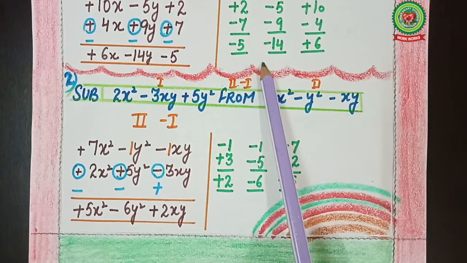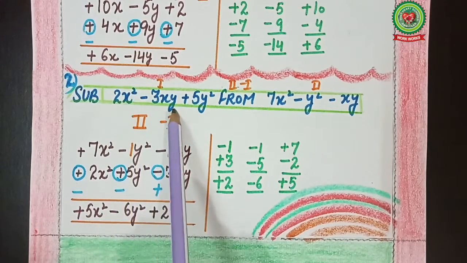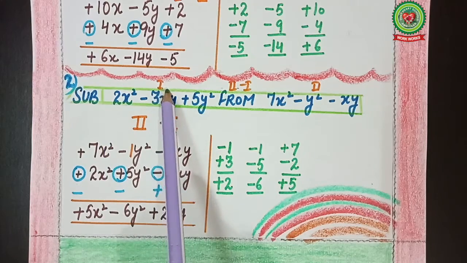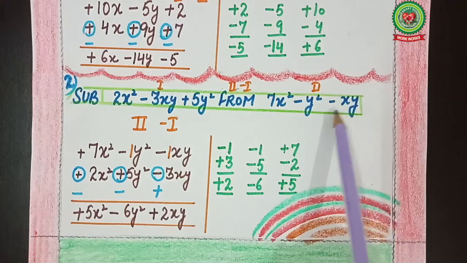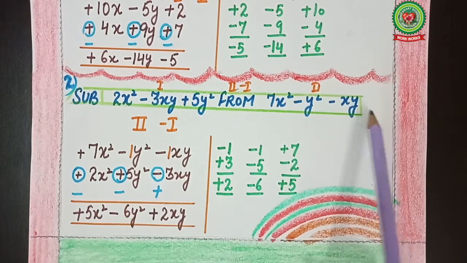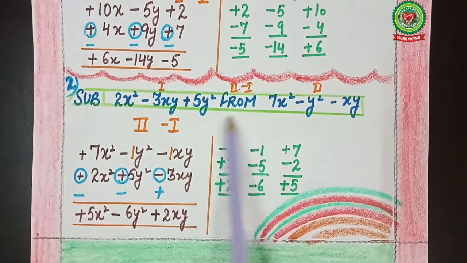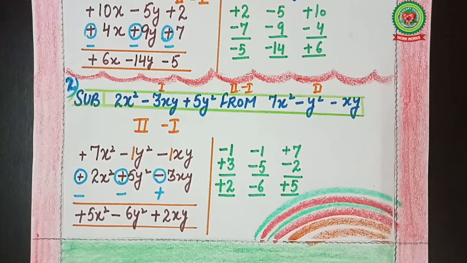last example, right? So here 2x square minus 3xy plus 5y square, this one is the first expression, so underline it. You will write here 1, and 7x square minus y square minus xy, this one will be your second expression, right? Now you will underline from means what? Second minus first, right? Now we will follow the first step. What was the first step?